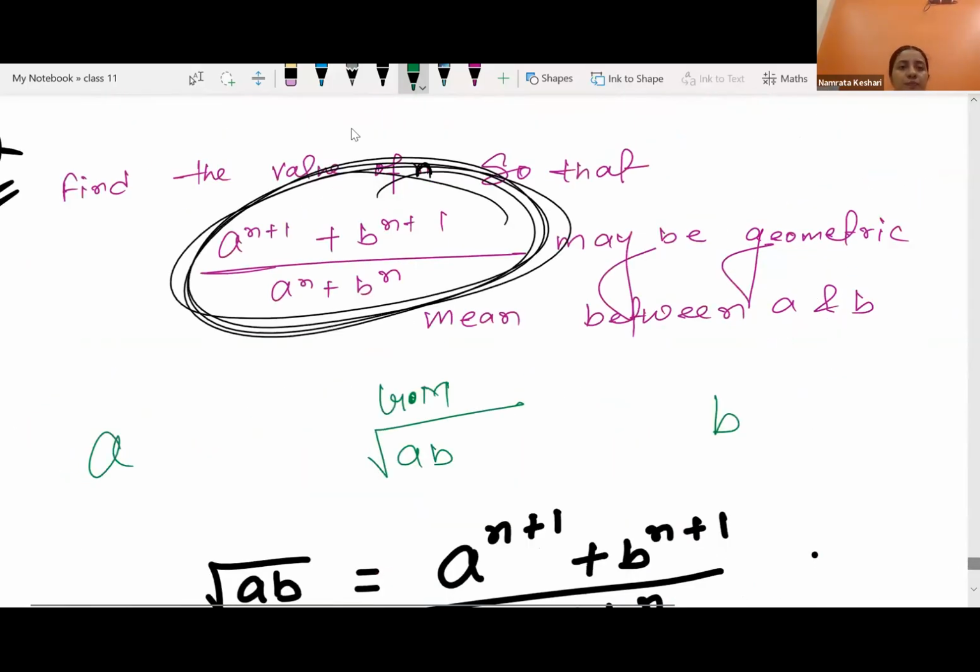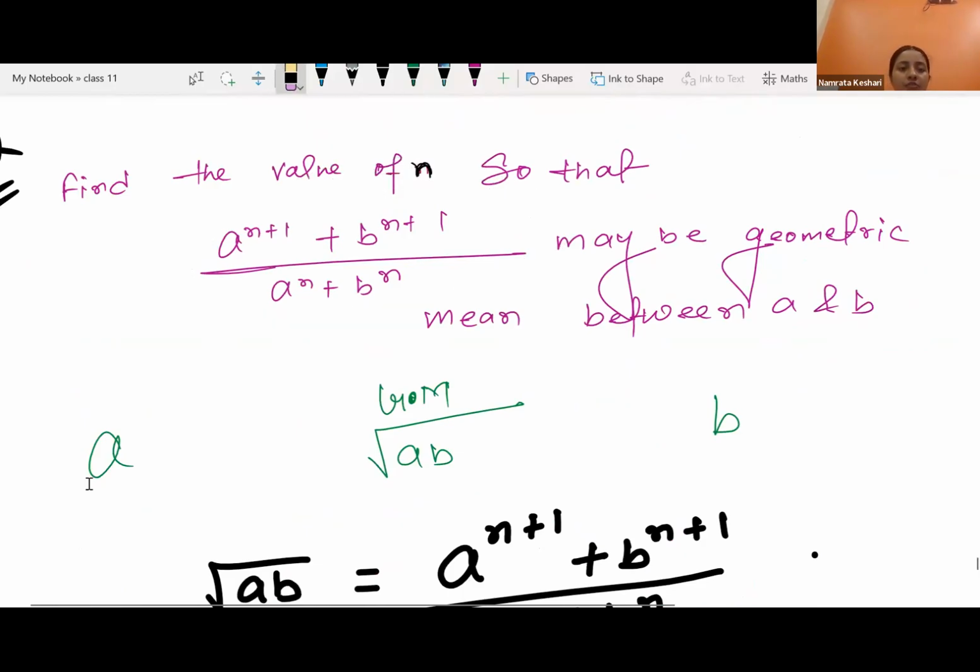This is the question. Find the value of n so that this may be the geometric mean between A and B. Okay, we are supposed to find the value of n so that whatever is written in the question is the geometric mean between A and B.